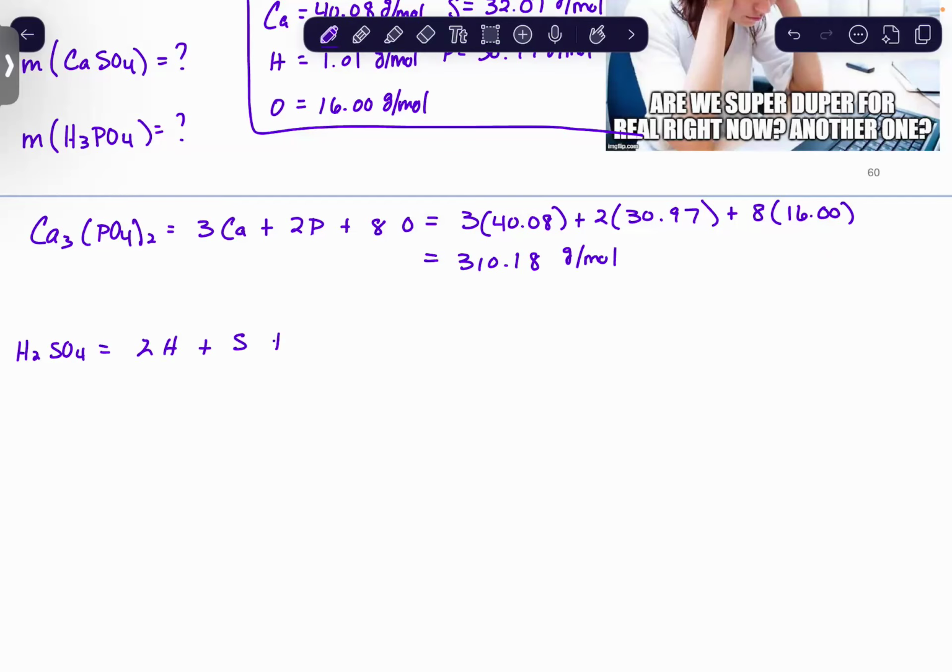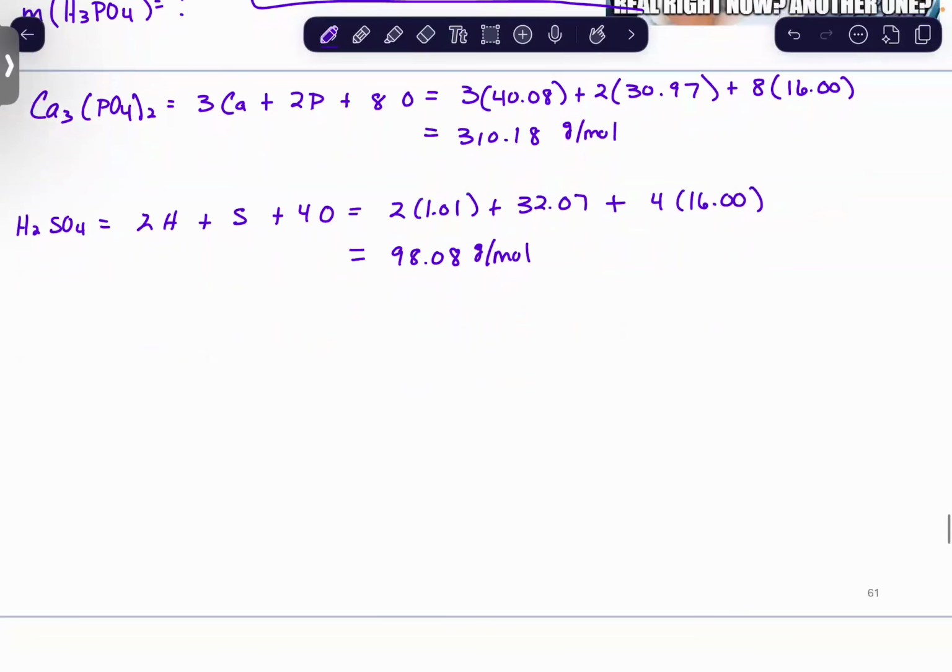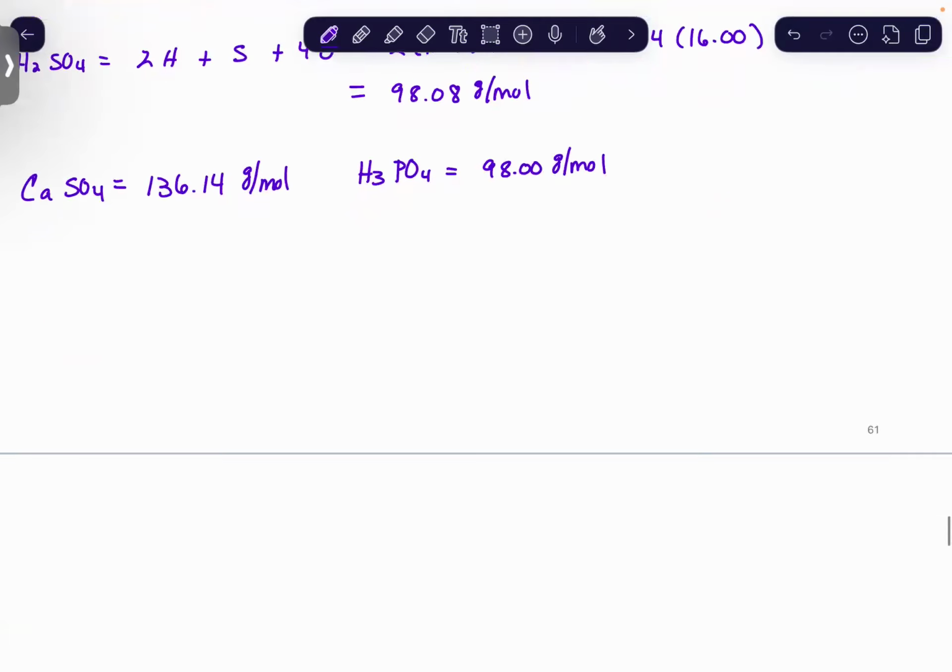All right, so sulfuric acid, 2 hydrogens, plus the sulfur, plus 4 oxygens: 2 times 1.01, plus 32.07 for the sulfur, plus 4 times 16 for the oxygen. This is going to yield 98.08 grams per mole. You should be getting pretty used to this. So when we do this exact same process for calcium sulfate, we're going to get 136.14 grams per mole. And for phosphoric acid, we are going to get 98 grams per mole. Okay, so now we have our molar masses of all of our species. Now I want to find out what the limiting reagent is.